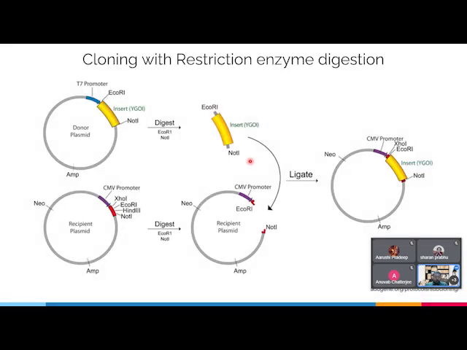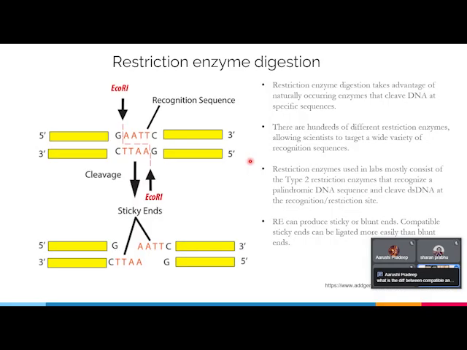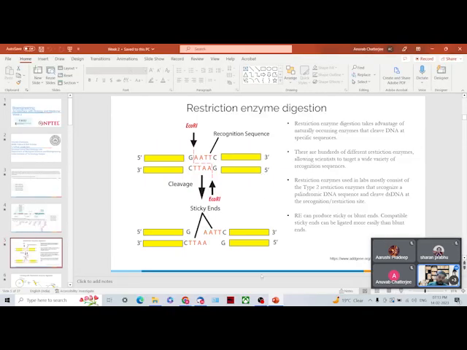So we move forward with cloning with restriction enzyme digestion. Yeah, we have a question. Arushi asks, what is the difference between compatible and blunt sticky ends? Okay, so maybe I have to explain this again. Let me try.